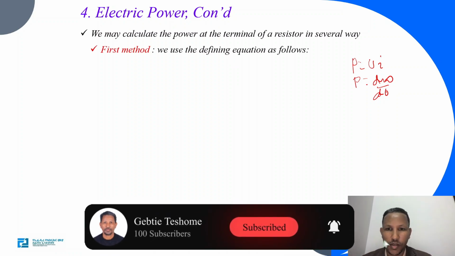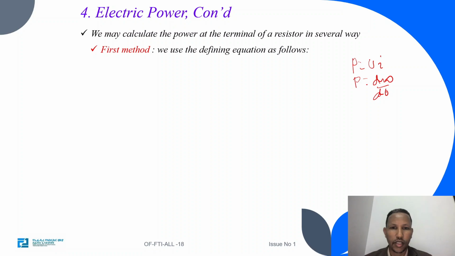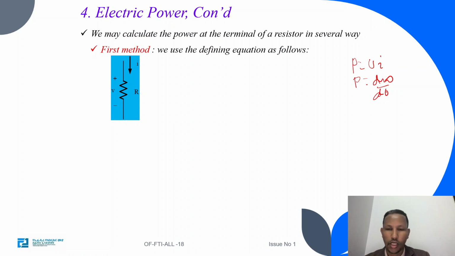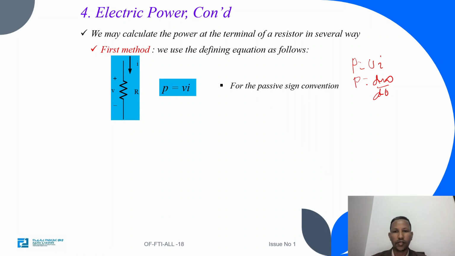The first method, what we have seen in the last session, is we use the defining equation as follows, which is voltage times current. That means this is a passive sign convention. For this case, you can consider power which is given by V times current. This is for the passive sign convention. That means when the current is entering the positive terminal and leaving the negative terminal, power will be given by this expression.